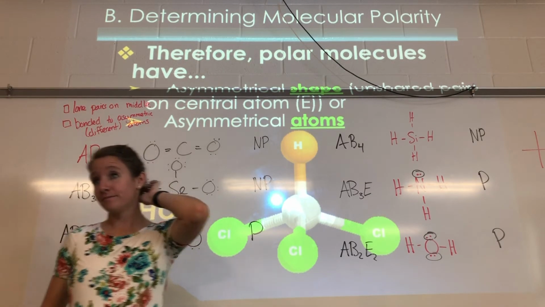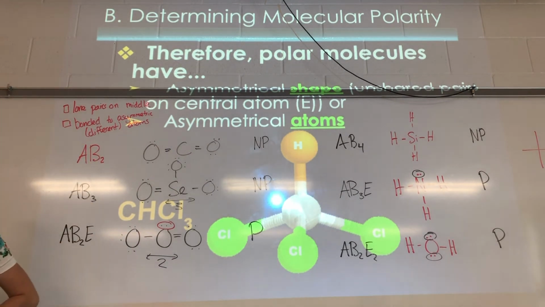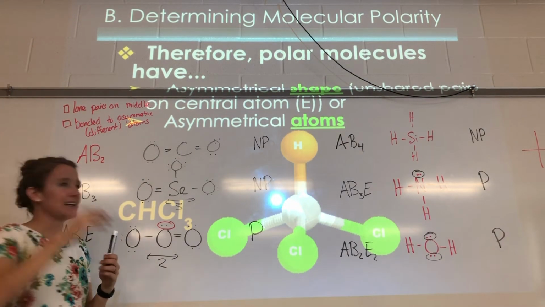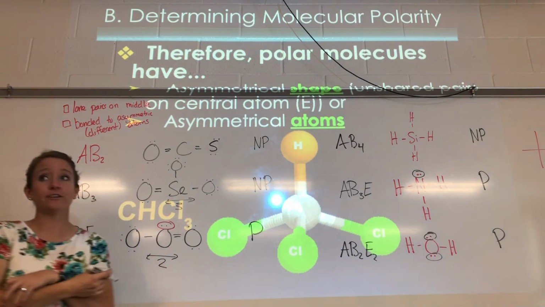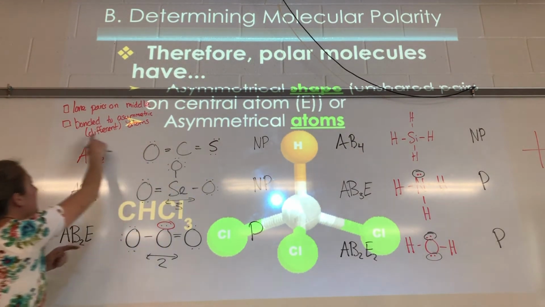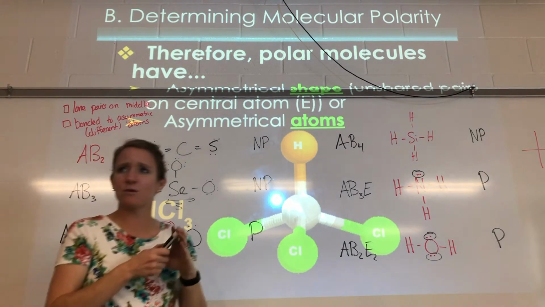Yeah, Tyler. If it's linear, can it be polar? Yes, it could be. Do you know what would make it polar? Well, linear will actually never have dots on the middle, but different atoms. If this was sulfur, that makes it polar. So this situation is what asymmetric means. So, great observation. Any other questions on that?